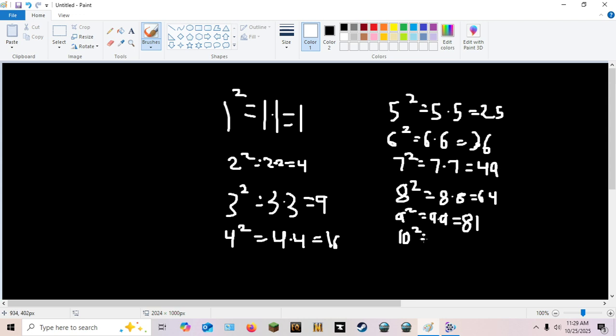10 squared equals 10 times 10. I know that. Okay. So when you are in this situation, you gotta multiply the non-zeros. You gotta ignore the zeros that end on the right side. So 1 times 1 is 1. How many zeros do you see? 2 zeros ending to the right? So you need to add 2 zeros.